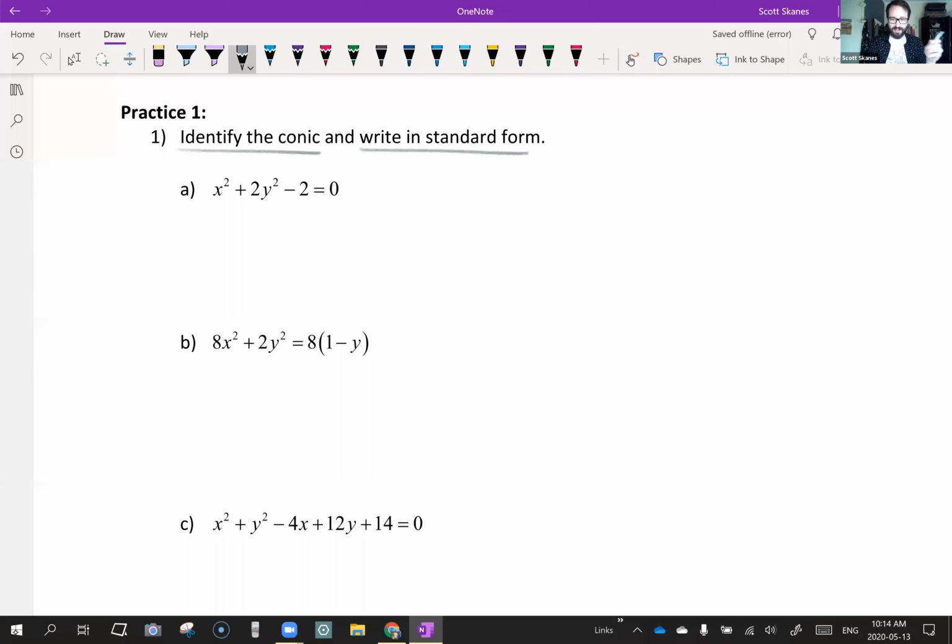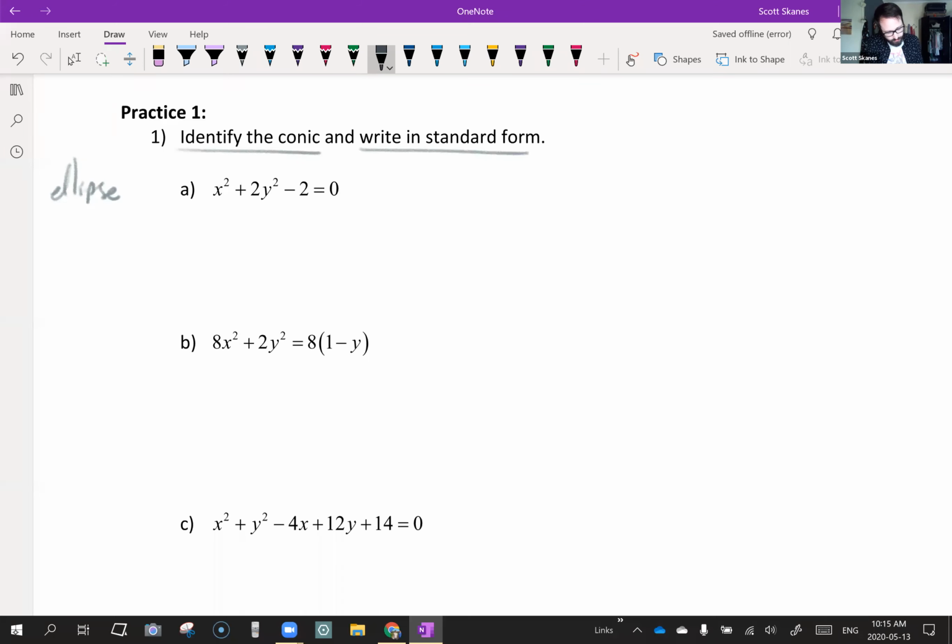Identify the conic. What's the conic? Is it a circle? No, because these two numbers are not the same. Is it an ellipse? Yes, because there's a plus, and both of these things are squared. For sure, it's an ellipse. I'll double check that when I finish making it in standard form. If you don't know ahead of time, don't worry. You can always get what it is after you're finished making it in standard form. But it's nice to know ahead of time.